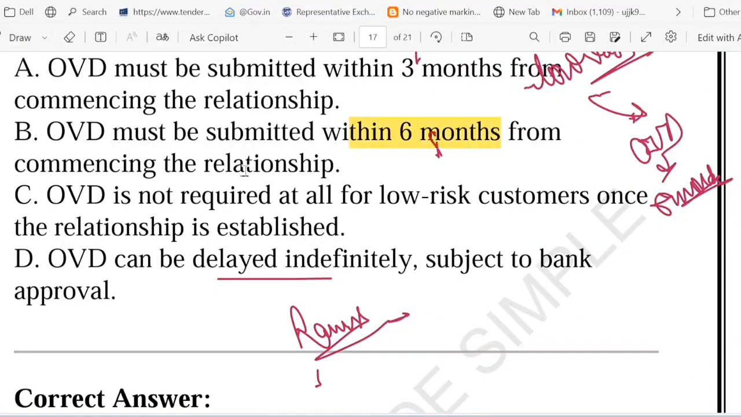Right. What about not required at all? Option C is wrong because it says not required at all. KYC is mandatory for all customers. Even low-risk customers must eventually provide OVD. What about D? It can be delayed indefinitely. There is no such thing as indefinite relaxation. The maximum time limit is 6 months. And after that, if documents are still not provided, the bank must freeze or restrict operations.